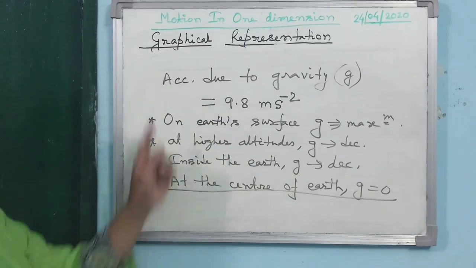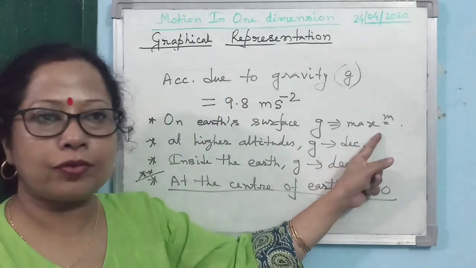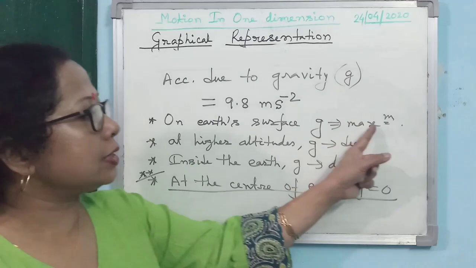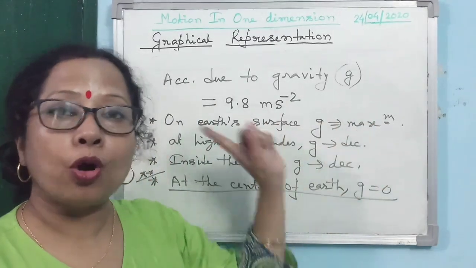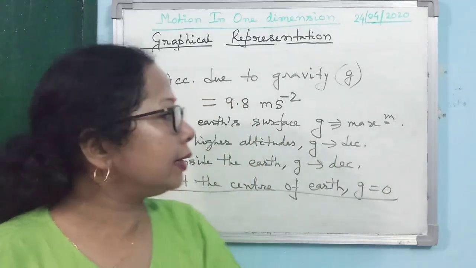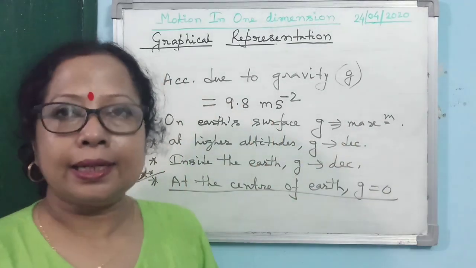So acceleration due to gravity is maximum on earth's surface, but g is maximum at the pole. And if you come to the equator, then also the value of g decreases.